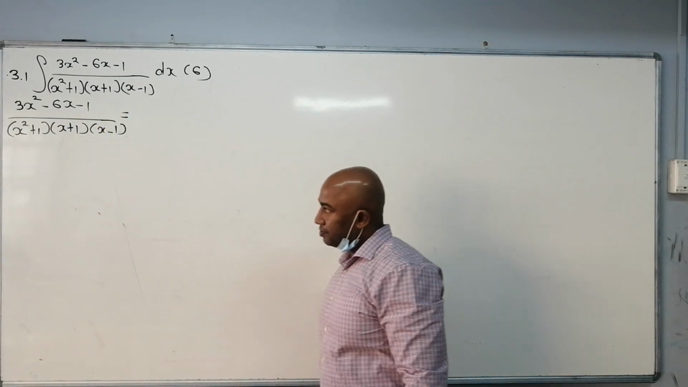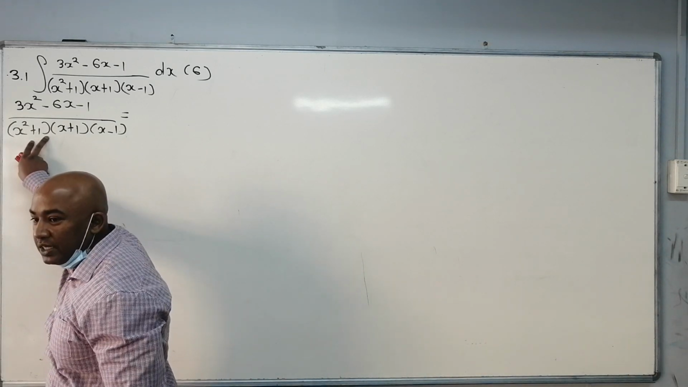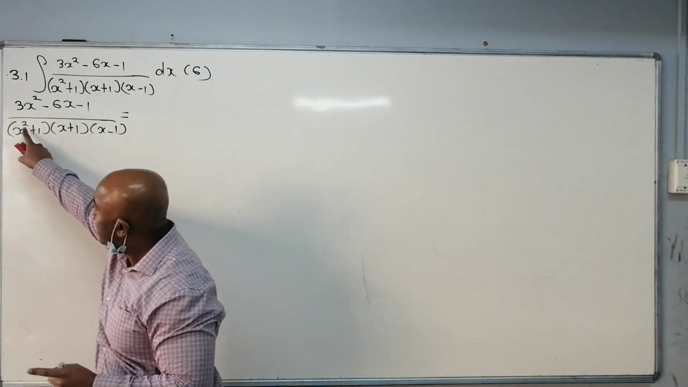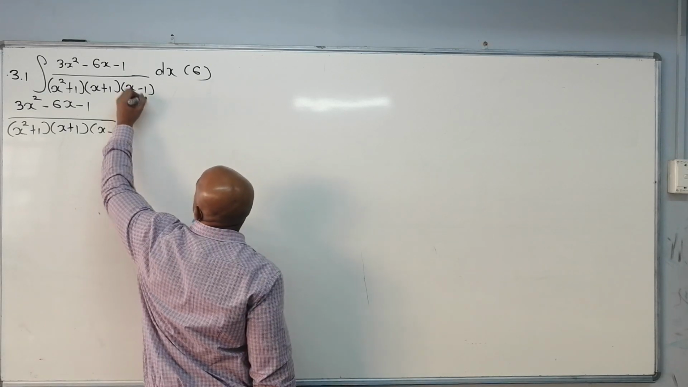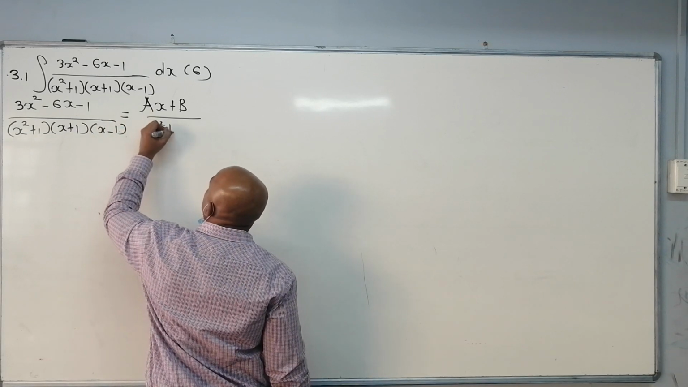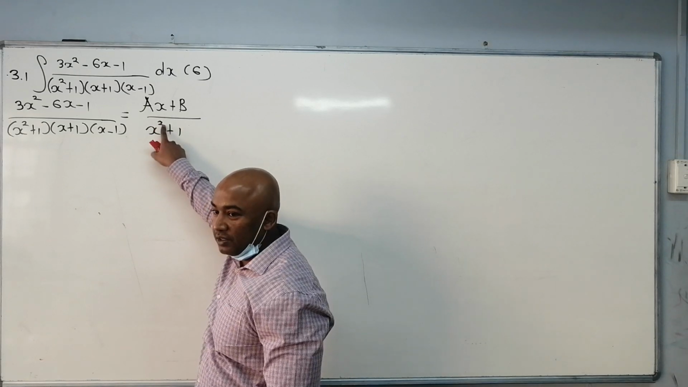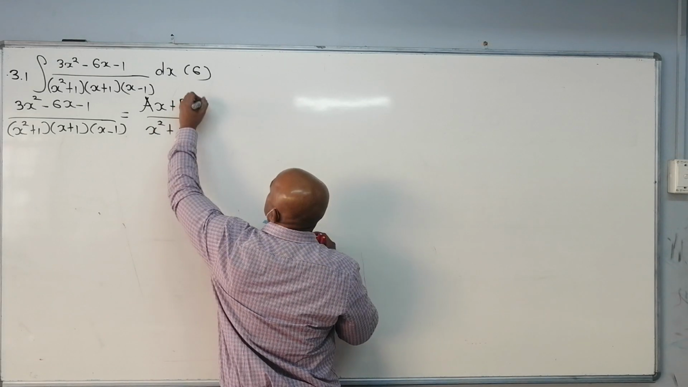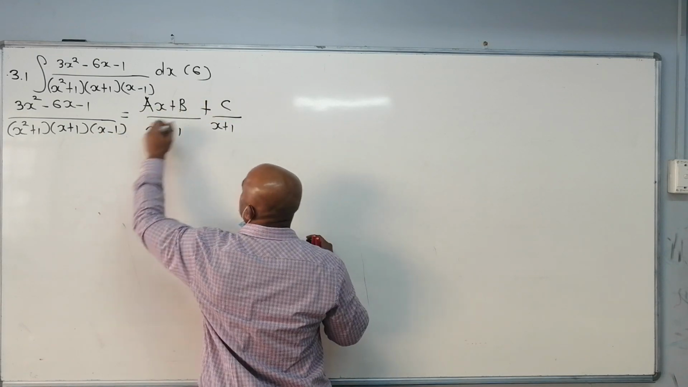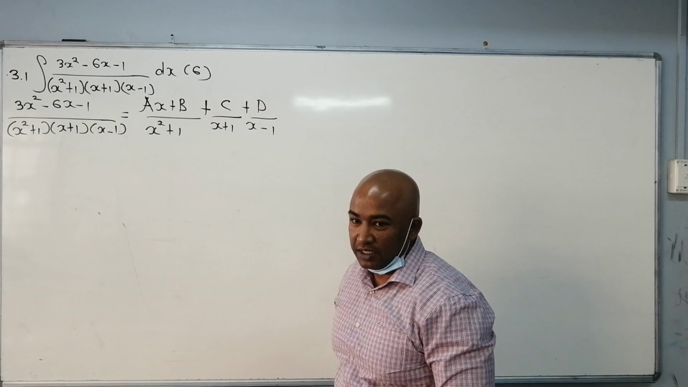Right, so now let's deal with this. The first factor is x squared plus 1, which cannot be factorized. It must have two constants there because it has a power 2. So this can be written as ax plus b all over x squared plus 1. You must have the x there, because this is an x squared, always. Plus, then we've got c all over x plus 1, and then the last one is d all over x minus 1.